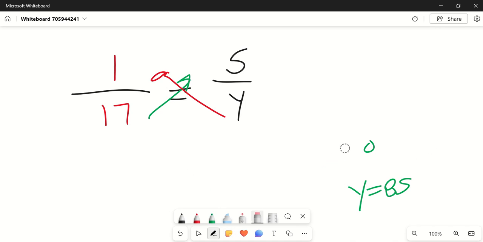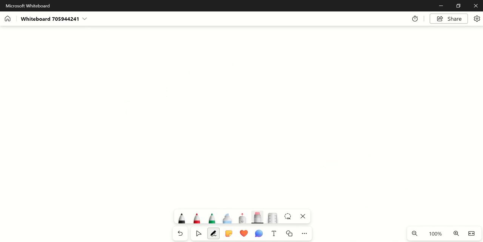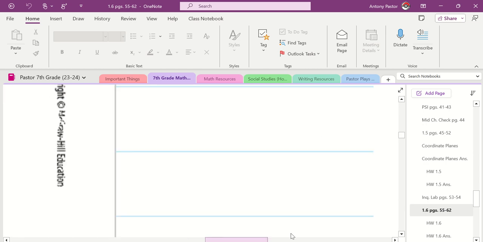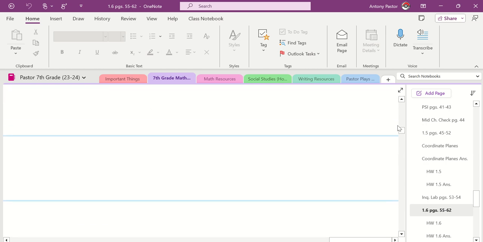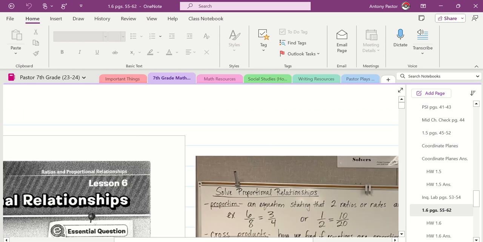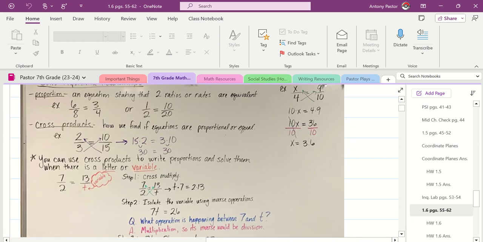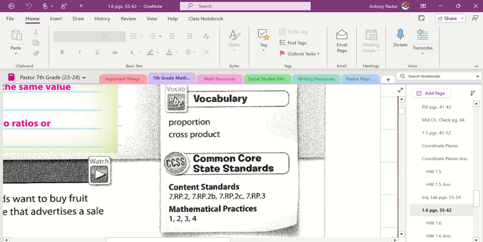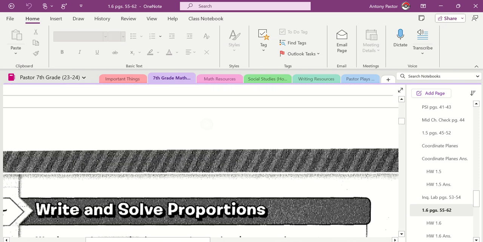All right, let's look at the other example for today. The other example is 7 over 3 equaling n over 21. And I want to make sure this wasn't one that we just did on our notes. No, it was 7 over 2. Okay, so this is not the one that we did. So we can go ahead and do this one.